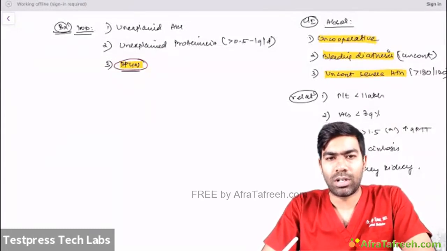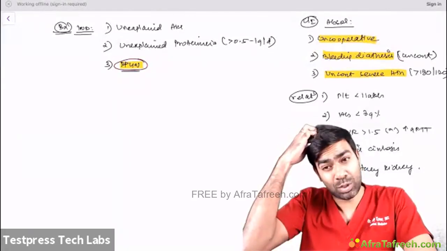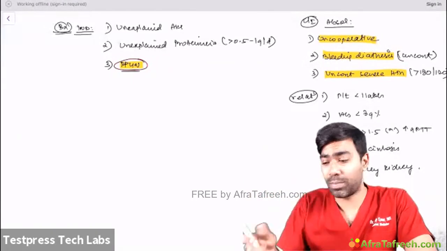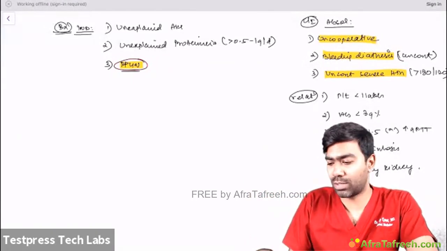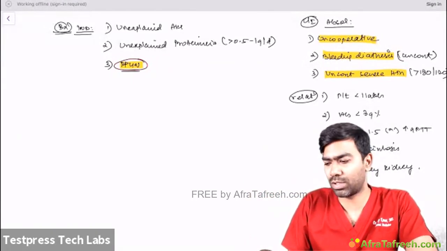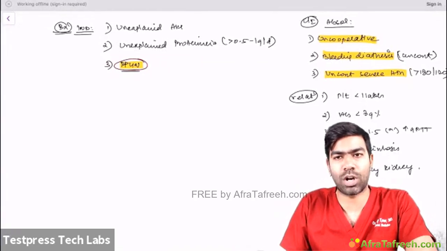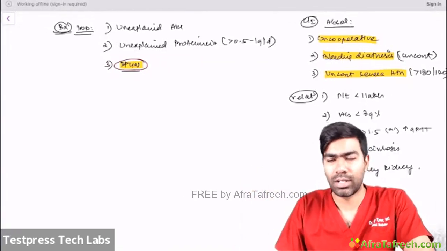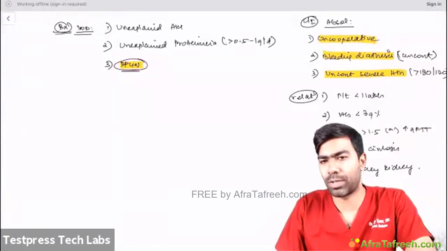Okay, fine. The most common post biopsy complication is hematuria. Hematuria is the most common post biopsy complication. Most of the time it will be uneventful. If they ask you the most common post biopsy complication, it is hematuria. Usually it will resolve over a period of time.